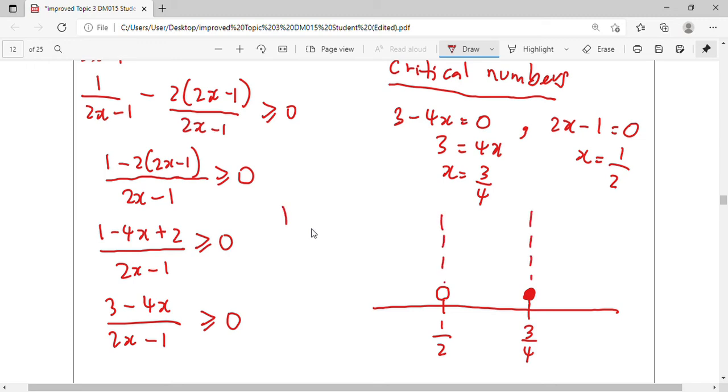What's next? Test value. Suitable test value. For the left region, for 1 over 2, the suitable test value is 0. For the middle region, 1 over 2 is 0.5, 3 over 4 is 0.75, so between them, let's say 0.6. And above 3 over 4, or above 0.75, I take 1.